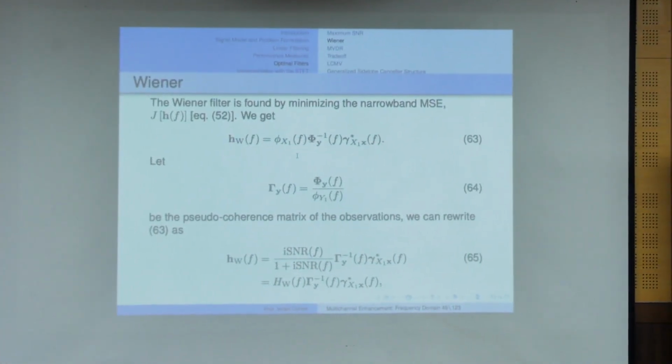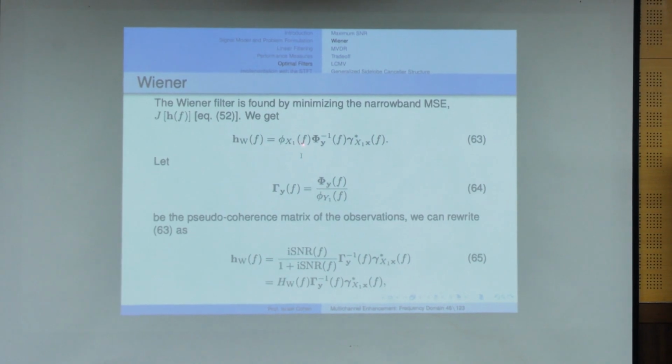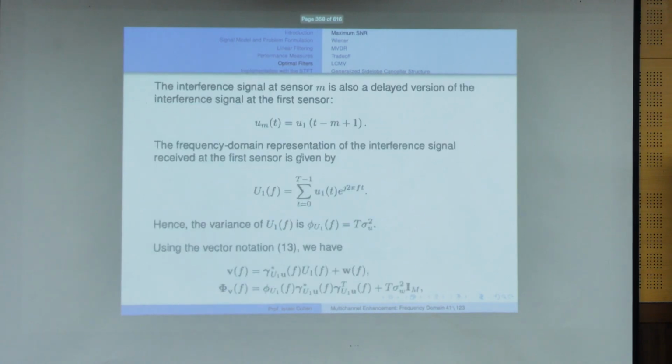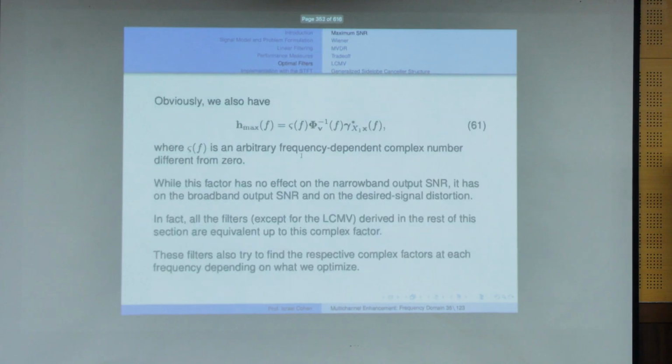So I want to compare it to the maximum SNR, okay? First I want to show that this Wiener filter also maximizes the narrowband output signal-to-noise ratio, not the broadband output SNR. Why? Because we saw that it looks like that. So it's proportional here. In order to do that, we need to show that the narrowband Wiener filter is proportional to this.